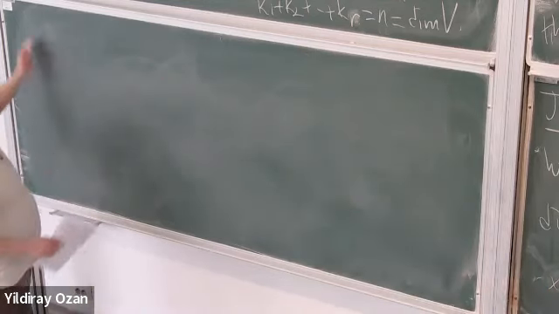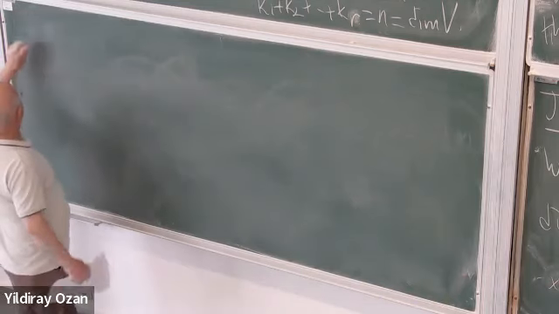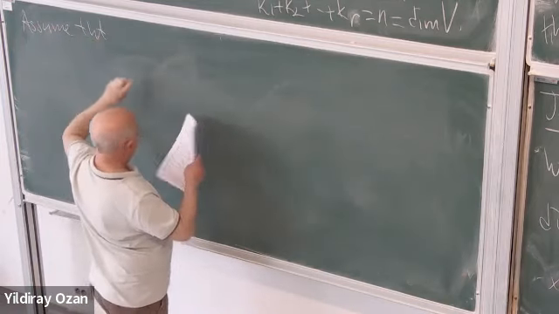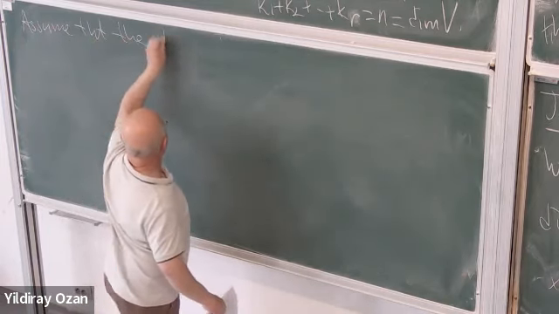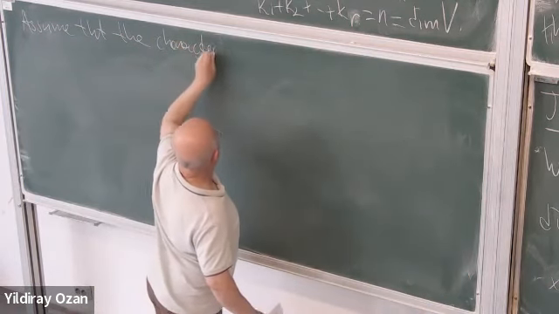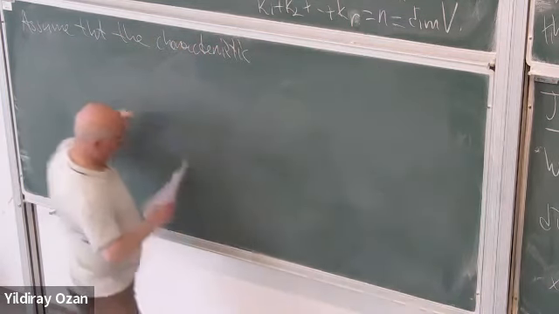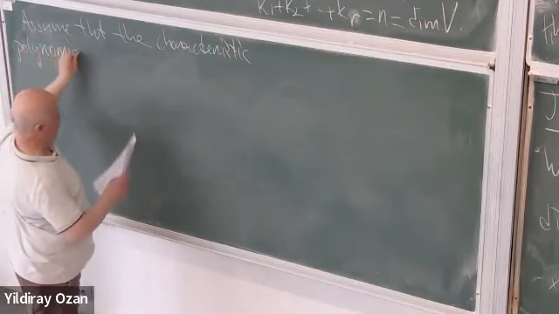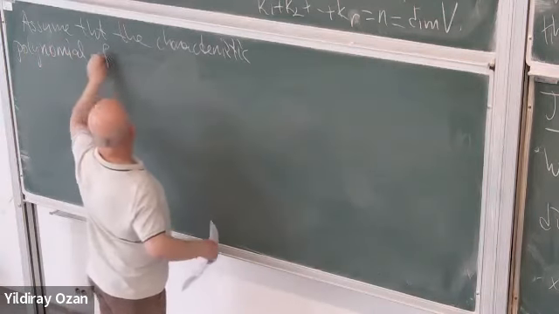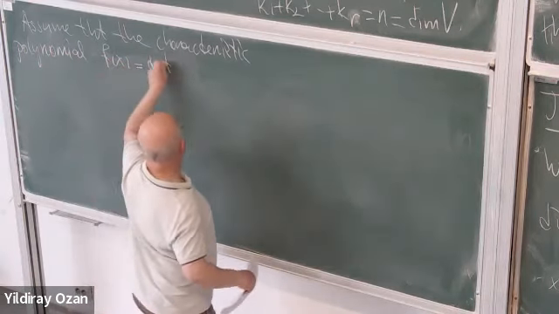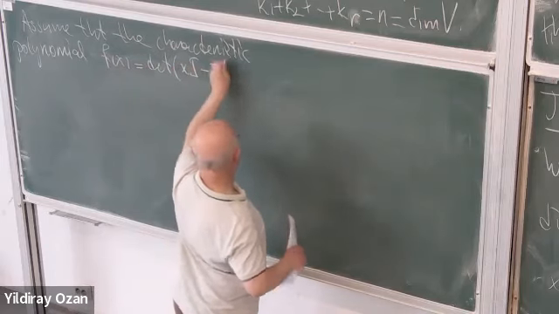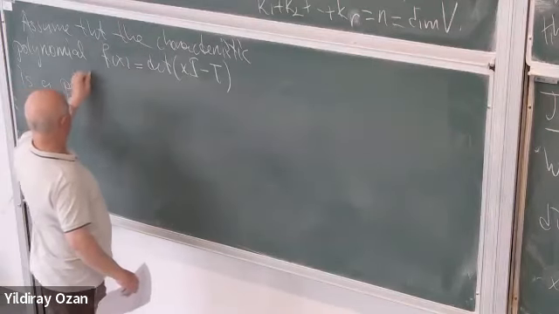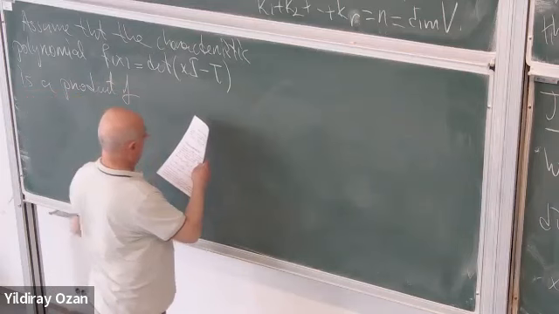Okay, now assume that the characteristic polynomial f of x, which is the determinant of x times identity minus T, is a product of linear terms.